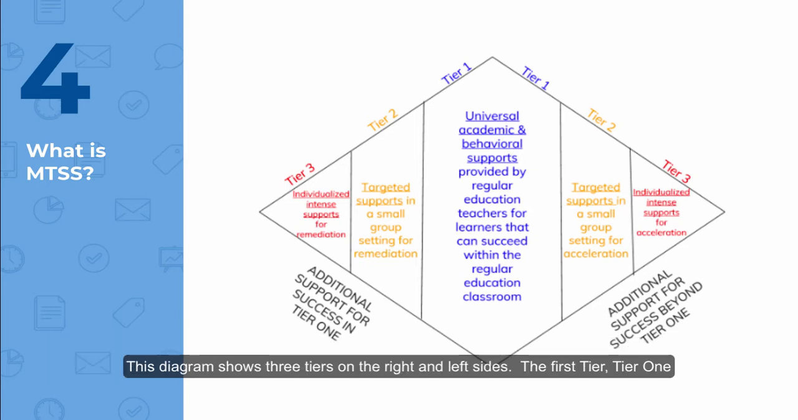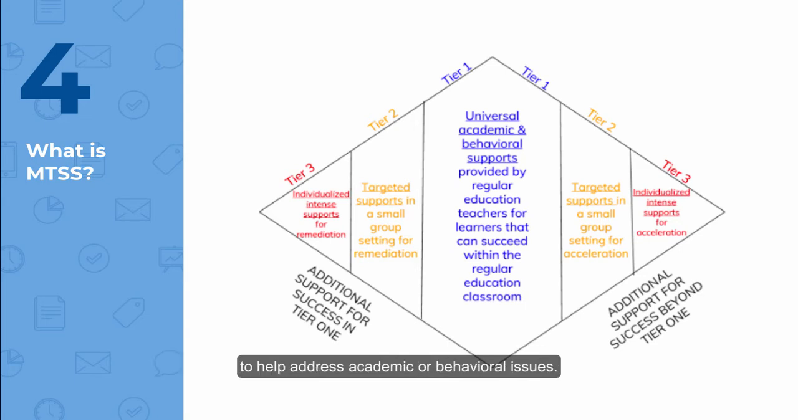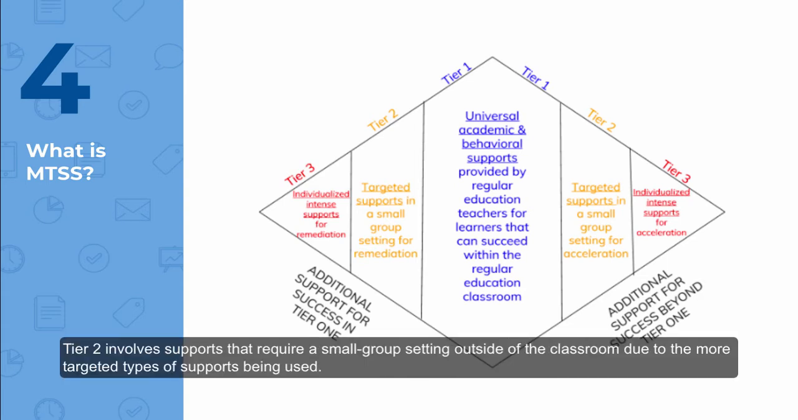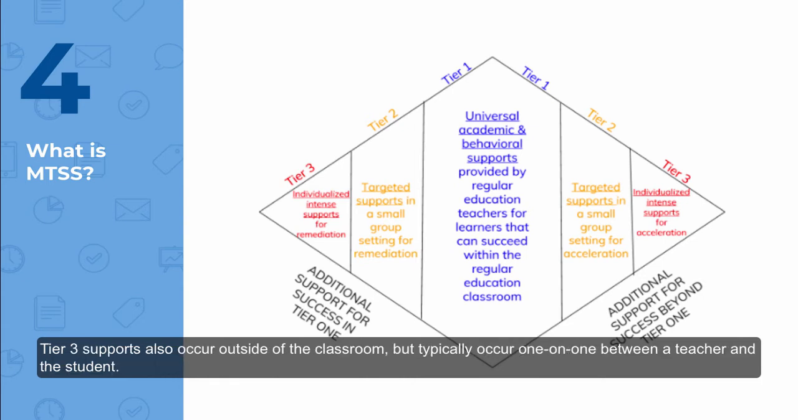This diagram shows three tiers on the right and left sides. The first tier, Tier 1, indicates supports provided by teachers in the regular education classroom to help address academic or behavioral issues. Tier 2 involves supports that require small group setting outside of the classroom due to the more targeted types of supports being used. Tier 3 supports also occur outside of the classroom, but typically occur one-on-one between a teacher and a student.